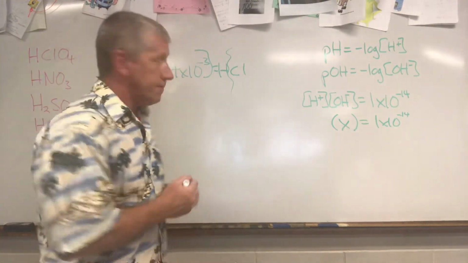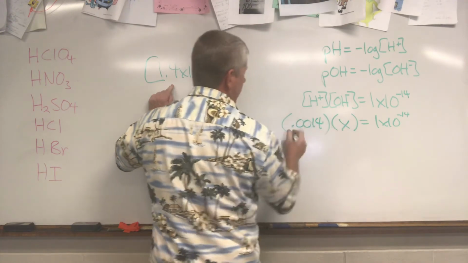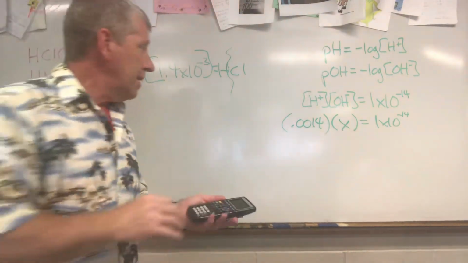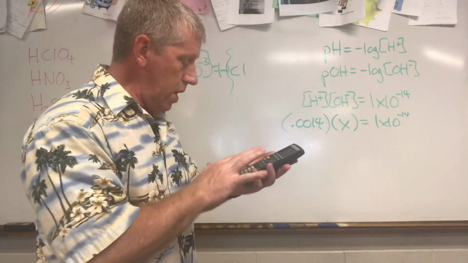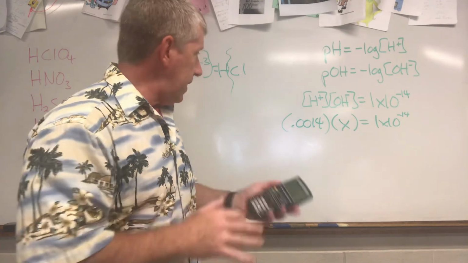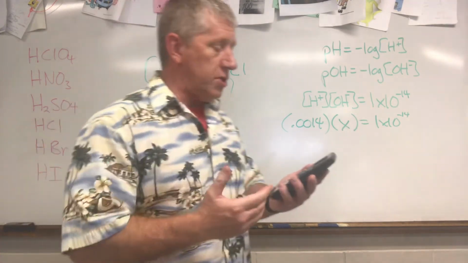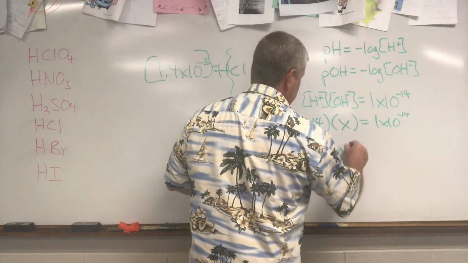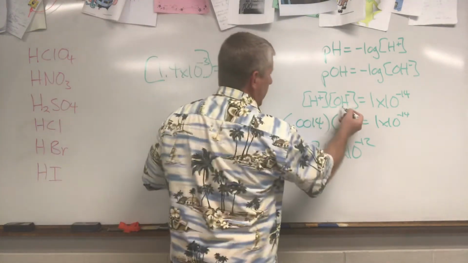That goes here. So that's 0.0014, same thing as 1.4 times 10 to the minus third. Get the same answer. Let's see what we get. So I'm going to divide 1, second function, exponent, negative 14, divided by 0.0014. Now I got a concentration of 7.14 times 10 to the negative 12. Okay, that is my concentration of hydroxide.